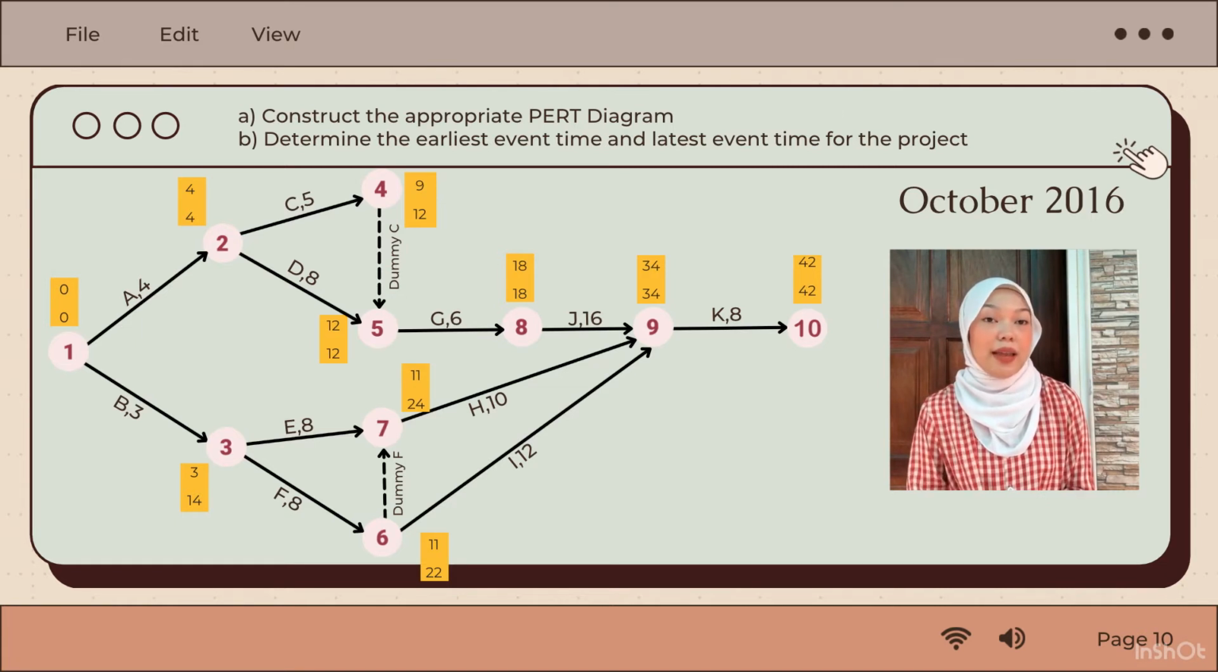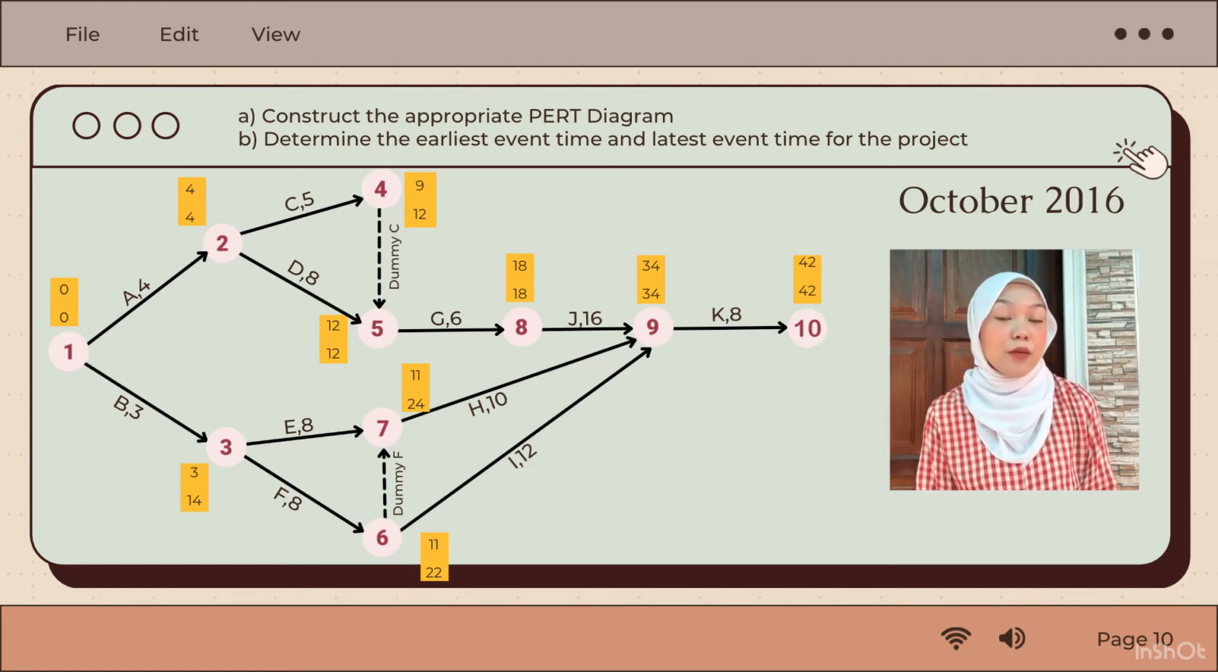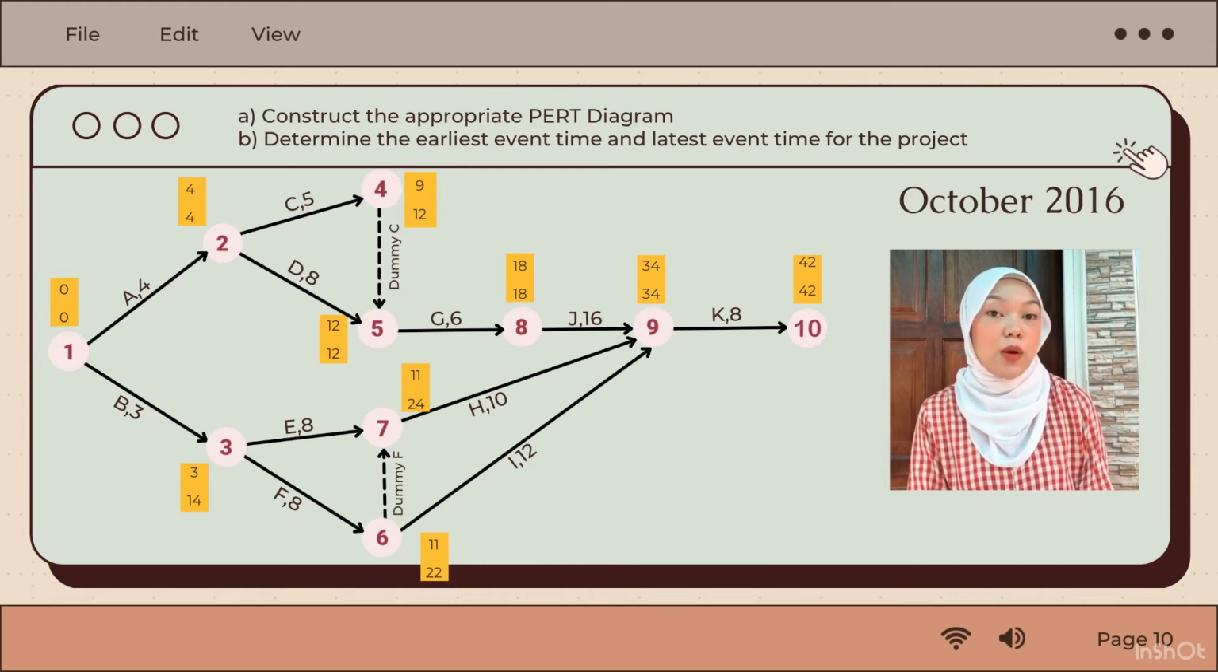In order to get the EET, we must look at the head of the arrow in each activity, and it starts with 0. For activity A, the duration is 4 weeks, and we start at node number 2. The same goes for activity B, duration is 3 weeks, and we start at node number 3. For EET of node 4, the step is node 2 plus duration. For activity C, you will get 9. Node 5 has 2 arrowheads, and we take it from activity D, because 4 plus 8 equals 12, which is bigger than dummy C.